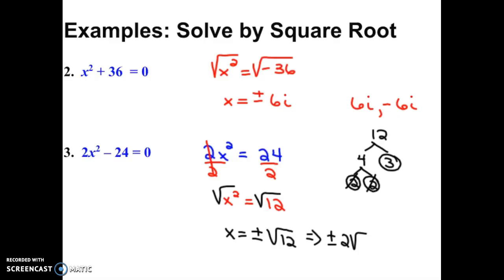And I did not have two 3's, so I'm left with the 3 underneath. So that would be your answers, plus or minus 2 radical 3. So again, write 2 radical 3, put a comma, and then negative 2 radical 3. You have to separate them with a comma so you know there are actually 2 answers.